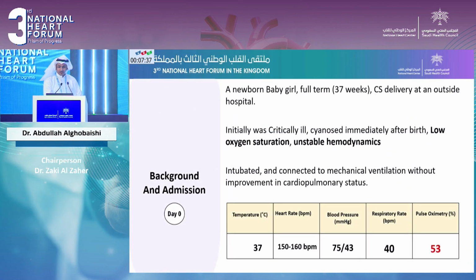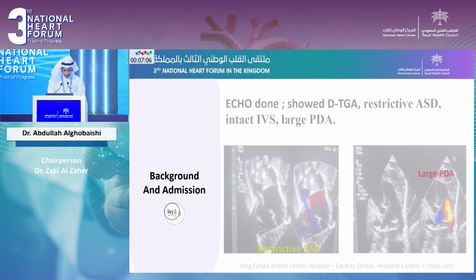So, my patient is an infant who was full term, with cesarean delivery at an outside hospital, and initially was critically ill, cyanosed immediately after birth, with low saturation down to the 40s, 50s. He was hemodynamically unstable, requiring inotropes and prostaglandin, and was connected to mechanical ventilation without improvement in cardiopulmonary status.